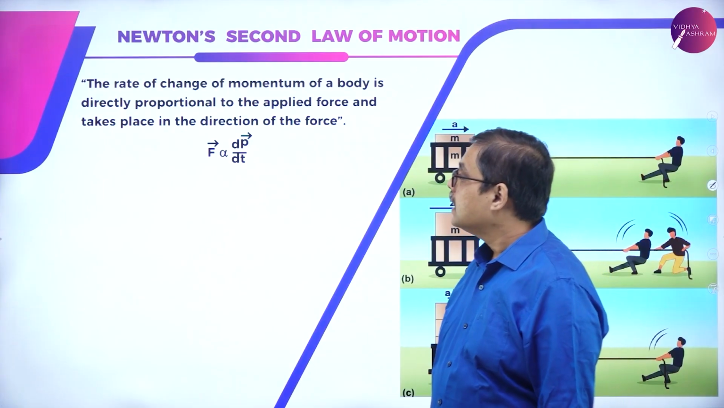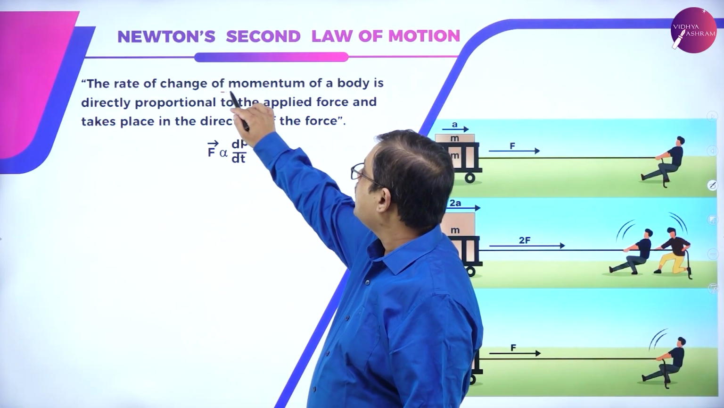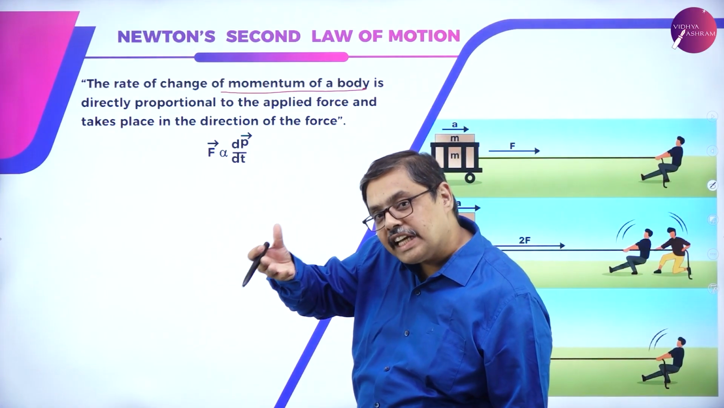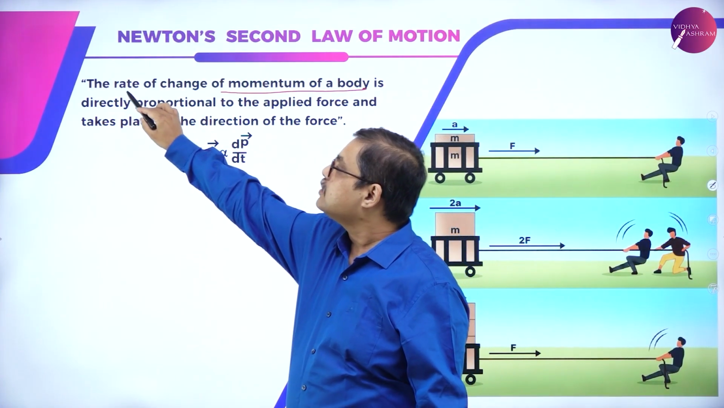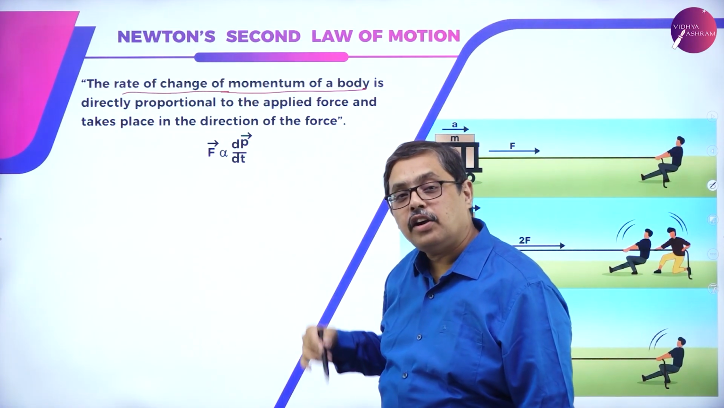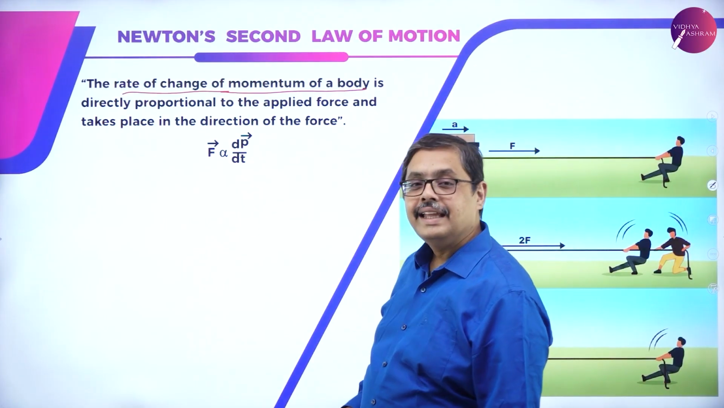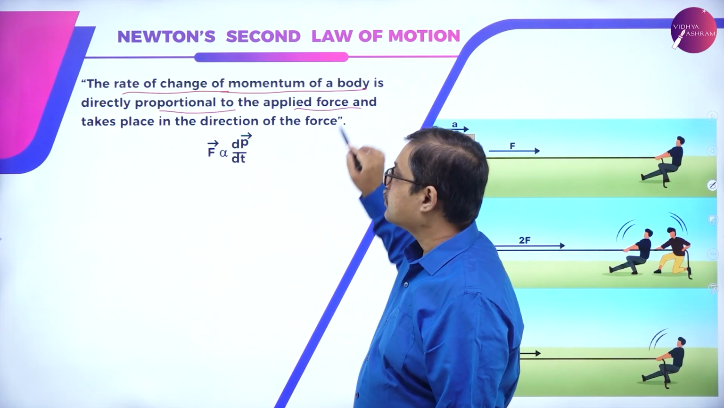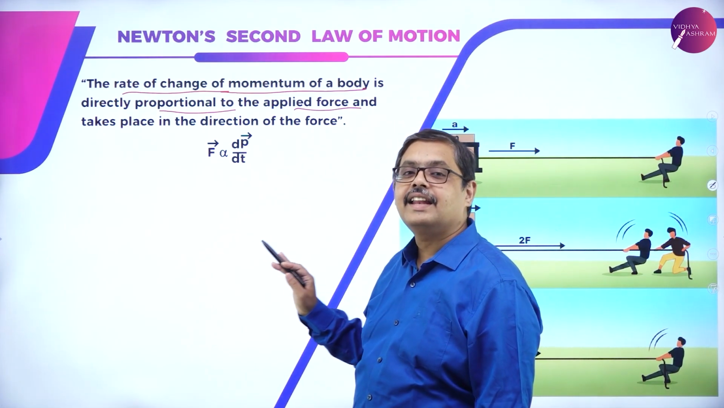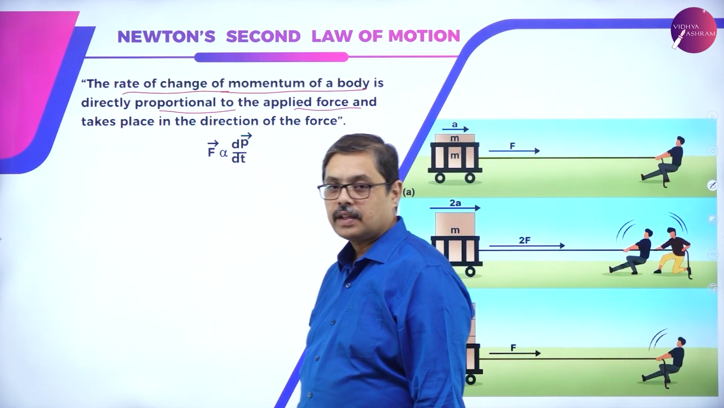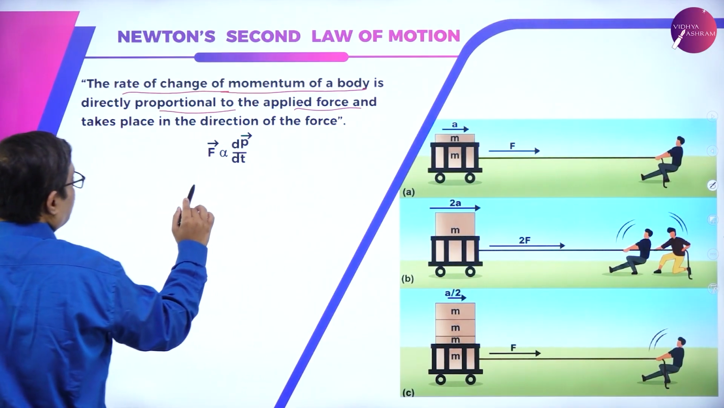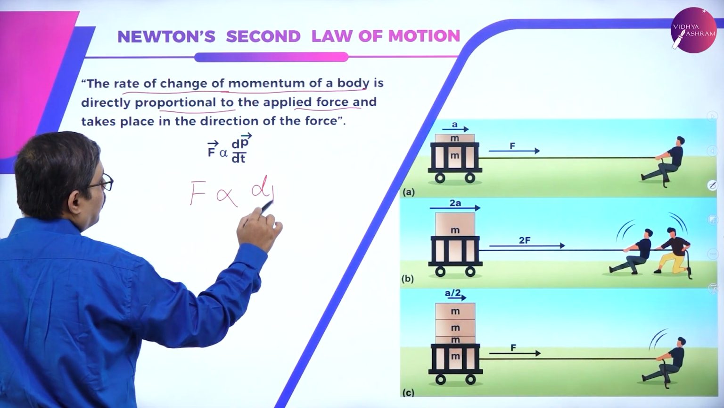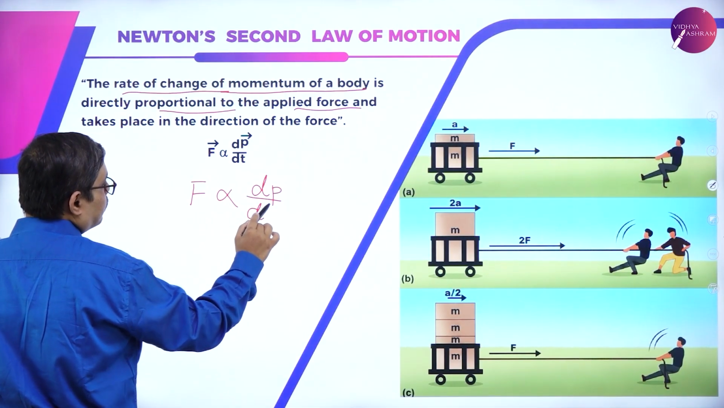What does this say? The rate of change of momentum of a body. Okay. How does the momentum change with respect to time? That is rate of change of momentum. Okay. The rate of change of momentum of a body is directly proportional to the applied force and takes place in the direction of the force. Okay. So this force is directly proportional to change in momentum with respect to time.